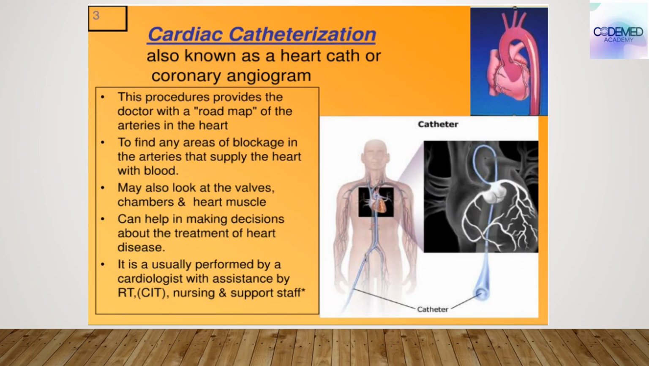Now the next important topic is cardiac catheterization, also known as a heart cath or coronary angiogram. The procedure provides the doctor with a roadmap of the arteries in the heart, to find any areas of blockage in the arteries that supply the heart with blood. It may also look at the chambers, walls and heart muscle. It can help in making decisions about the treatment of heart disease. It is usually performed by the cardiologist with the assistance of RT, nursing and support staff. So this is the information on cardiac catheterization.